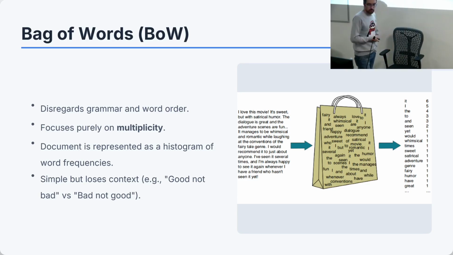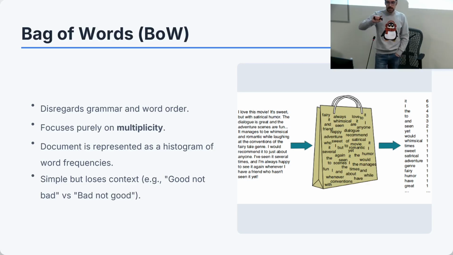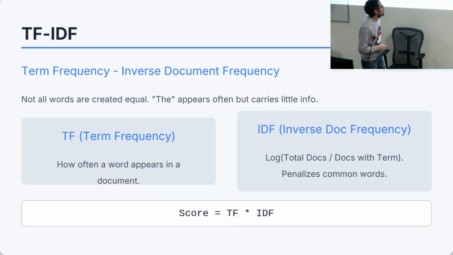But it's very simple. Basically, you can imagine this representation of a document as a huge histogram. You put into the x-axis, so horizontally, all the words, and then your bars are how many times that word appears in the document. So very easy. But again, lots of meaning is lost.